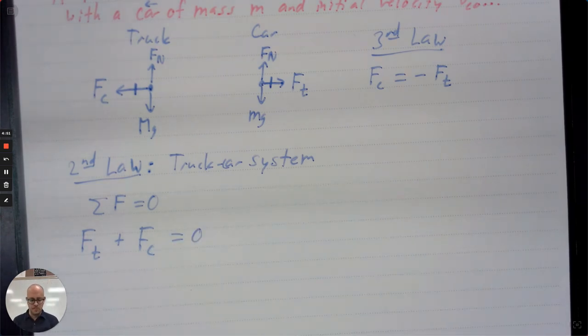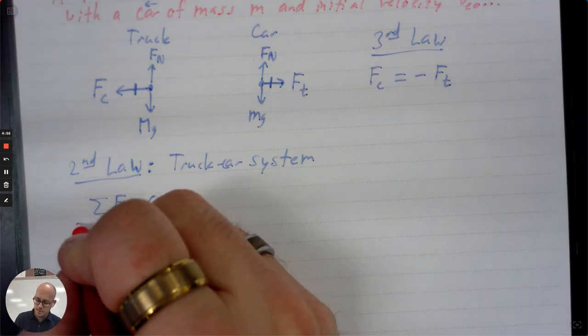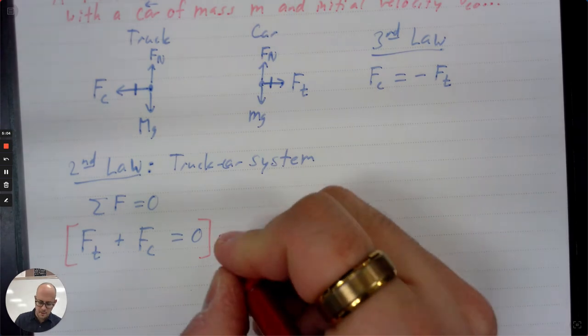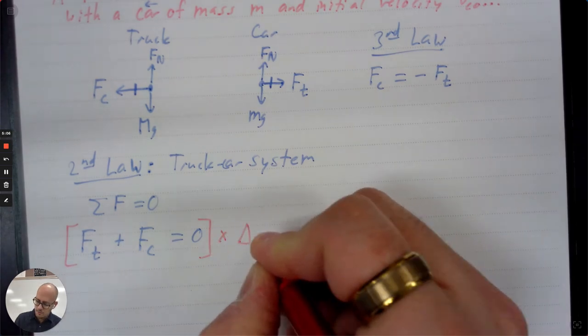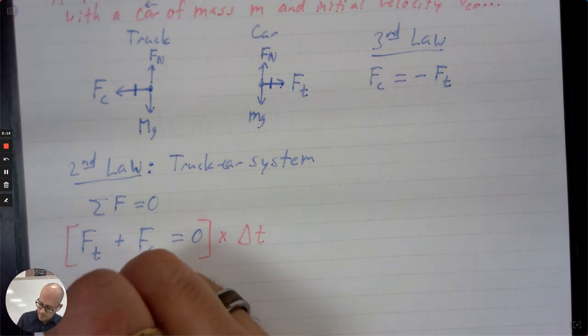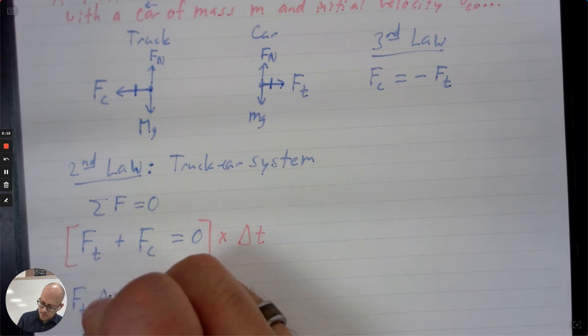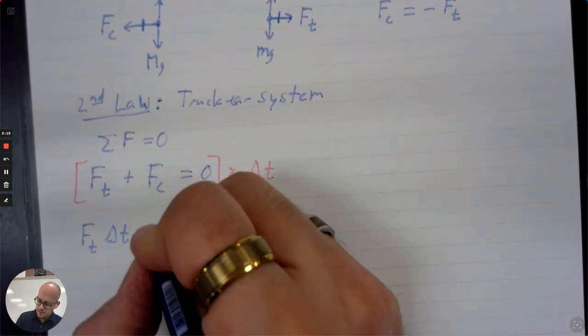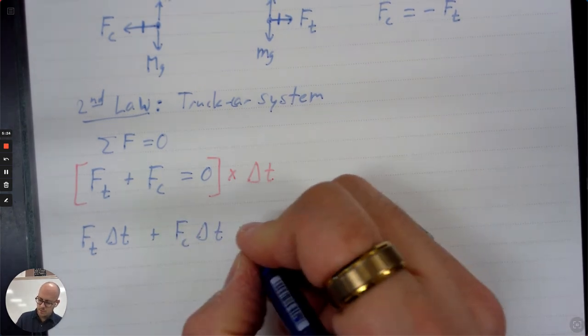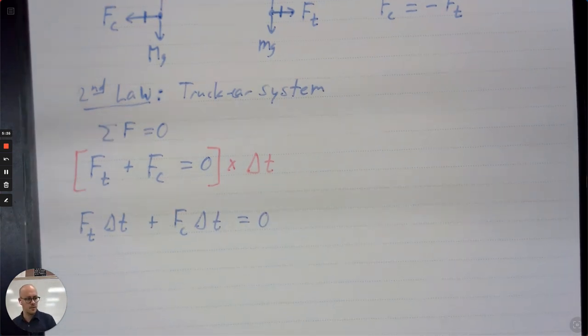And so this is where we build upon that to get into the realm of impulse and momentum. So I'm going to take this entire equation and imagine that it was a collision, and so it must have happened over the course of some time. So we're going to multiply this whole equation by the amount of time that the collision would have happened. When we do that, we get the force delivered by the truck times time plus the force delivered by the car times some time equals 0, because anything times 0 is just 0.